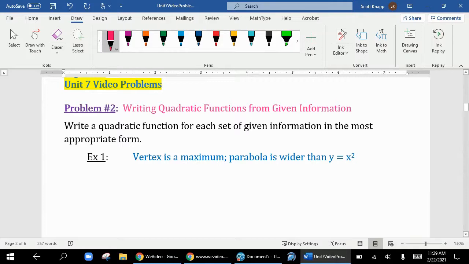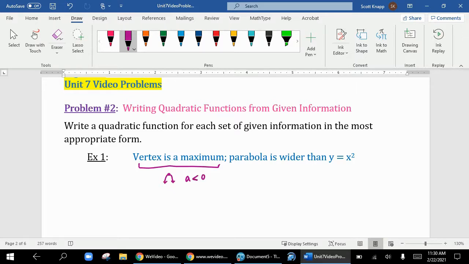example 1. So, first piece of information they tell us is the vertex is a maximum. So what we want to be thinking with that is that this must be a parabola that opens down, because the vertex then would be at the top. It would be the maximum value that the parabola reaches. And so the way that ties into any of our forms, no matter what form we use, is that we need to have a lead coefficient that's negative. That's the only way that that parabola will reflect and open downward.